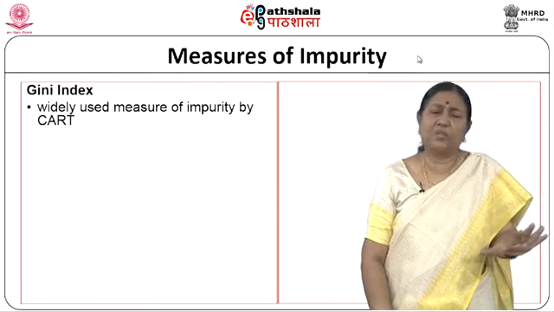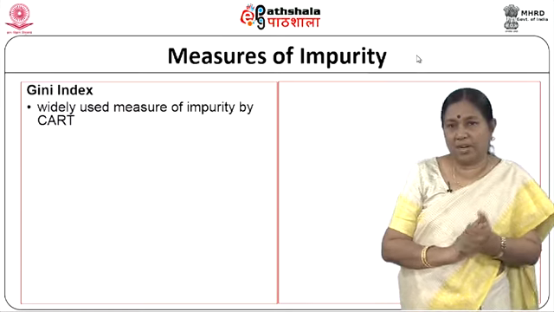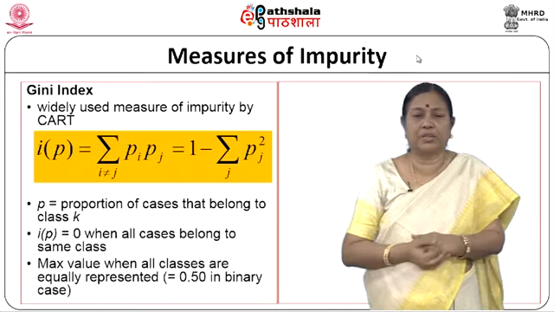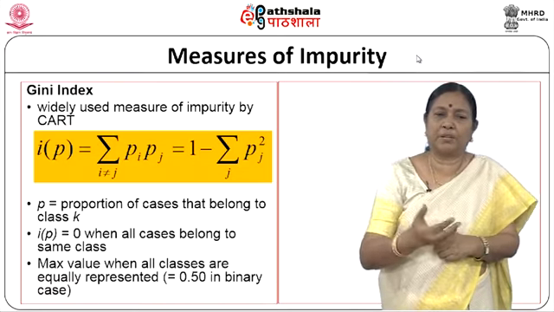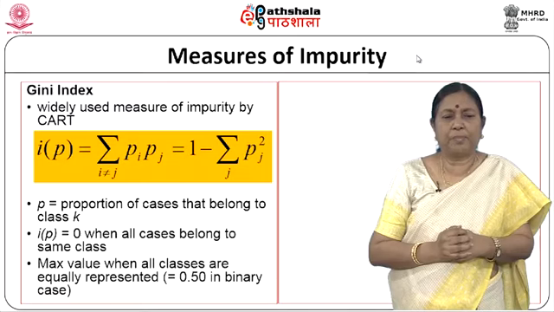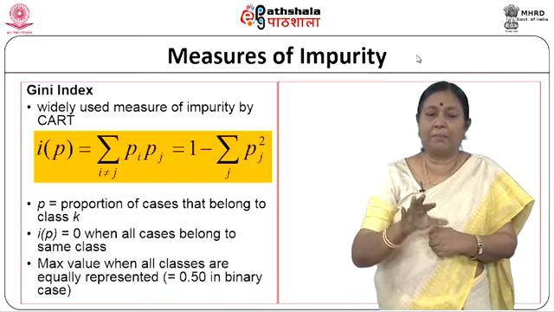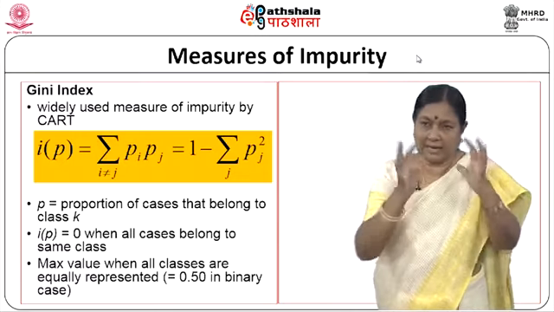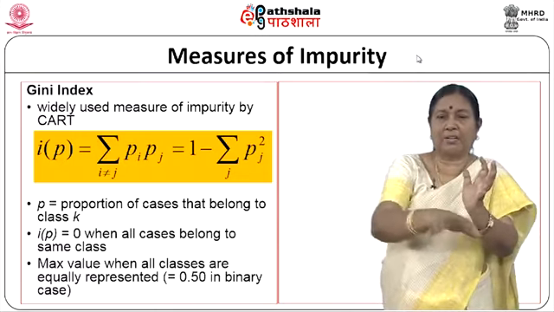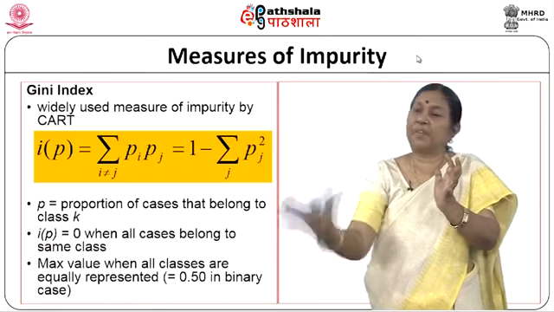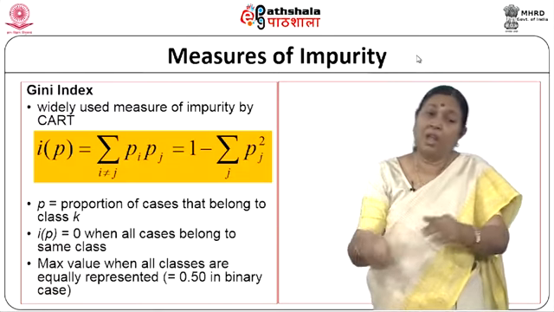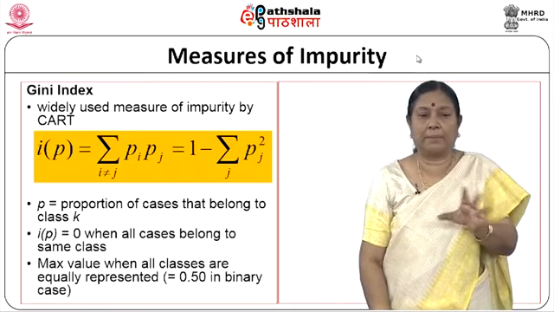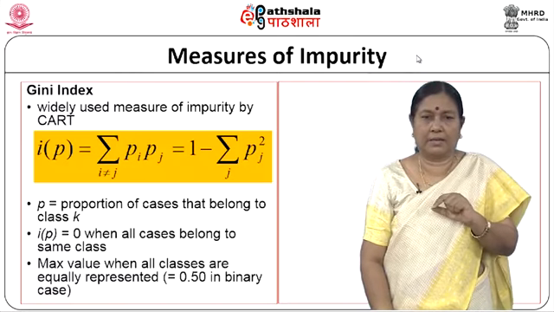The Gini index is widely used, and this is the one used by CART to measure impurity. It is a modification of the entropy. P is the proportion of cases that belong to class K, and I of P is equal to 0 when all cases belong to the same class, and it has its maximum value when all classes are equally represented. That is, in a subset you have 50% belonging to the positive class and 50% belonging to the negative class. That is not what you want. You want it to be 0, that is, you want all the cases to belong to the same class. So, this is the way it is discussed.